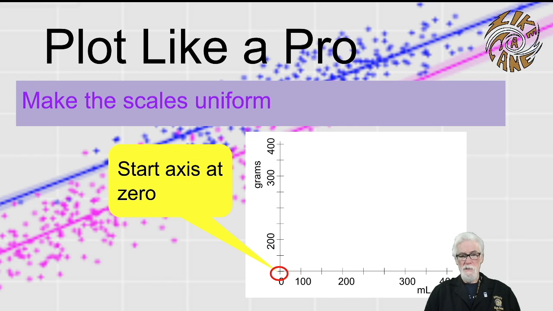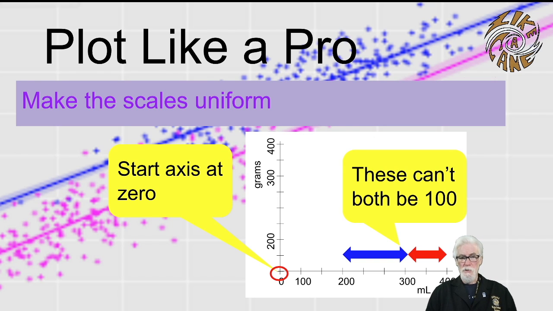Another important thing is to make the scales uniform. One step in the right direction for this is to always start your axes at 0. There are a few special circumstances where it makes sense not to do this, but in all the cases that you're going to see in this class, you want to start your axes at 0 because it gives us a truer picture of the data.